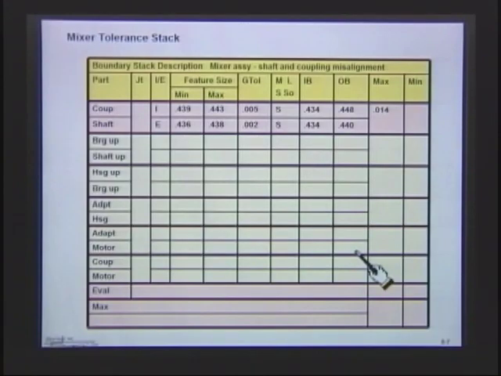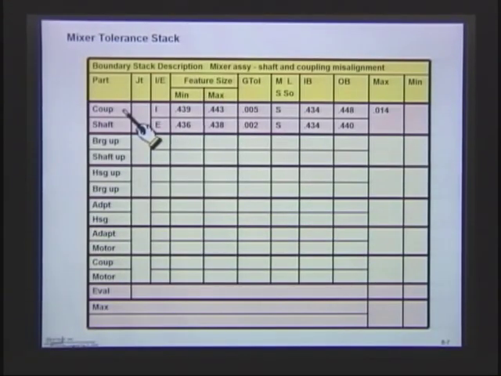In the stack table, in the first column down here, this is the coupling, and these are our initial 2 features. This is the minimum size of the coupling, that's the maximum size, and that's the geotol. And it has a regardless of feature size modifier. If it does, we're going to use the S formula. In the stacks, I showed you 4 different formulas. When we use the S formula, we'll calculate out the inner boundary and the outer boundary of the coupling.